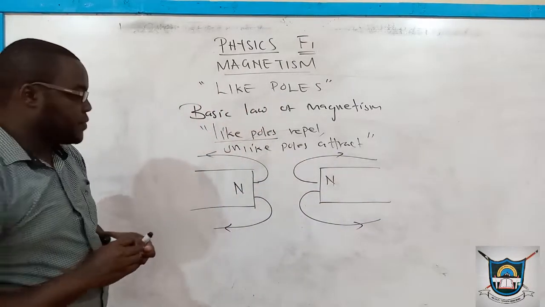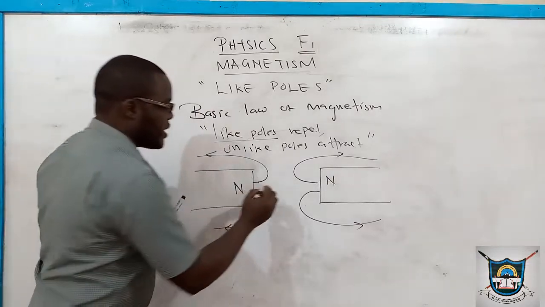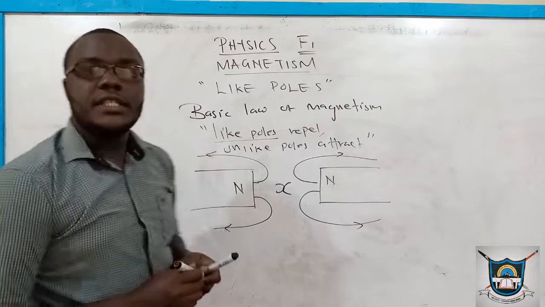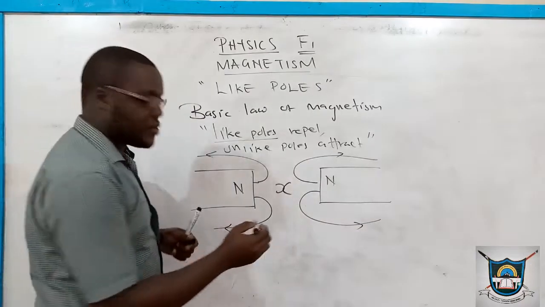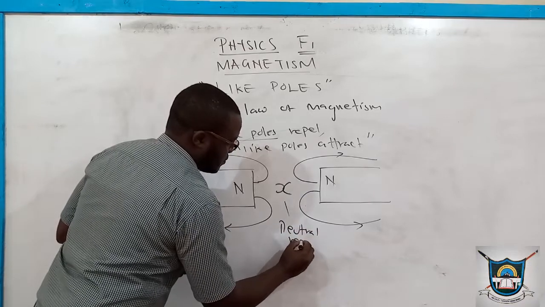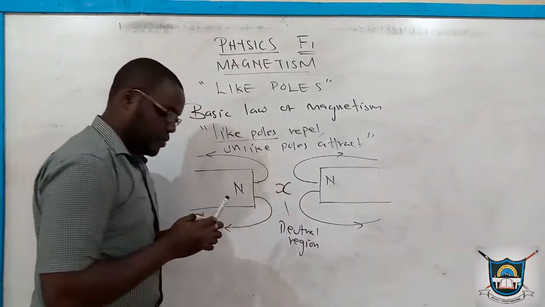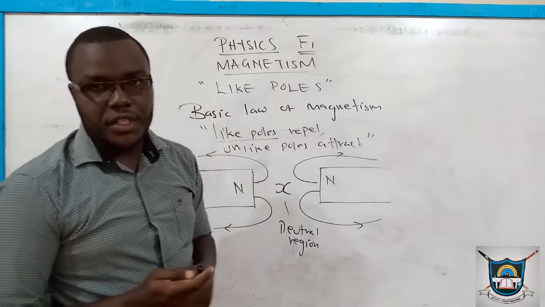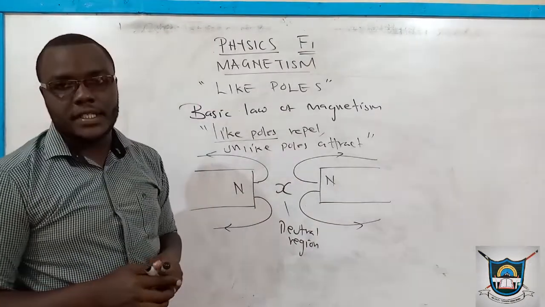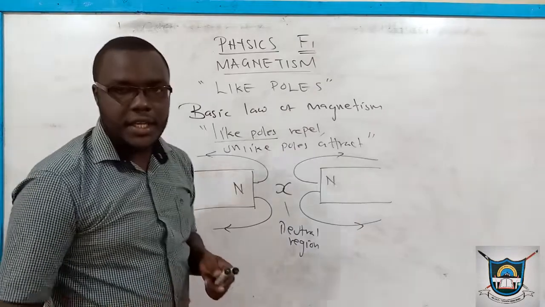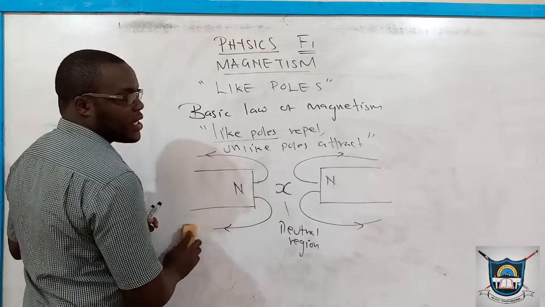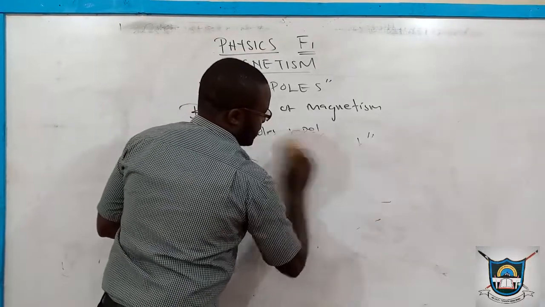And soon, a region is created here. Let me call it X. This region is known as a neutral region. Do not confuse a neutral region and a region that we had stated previously, where we put a soft iron ring at the center of magnets.